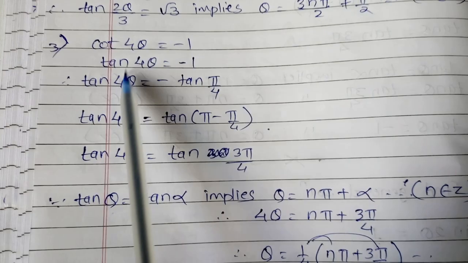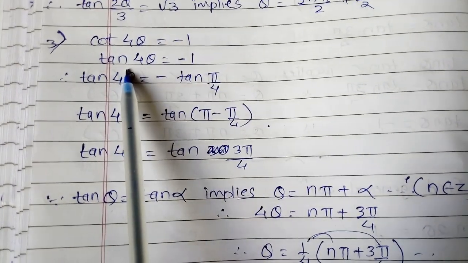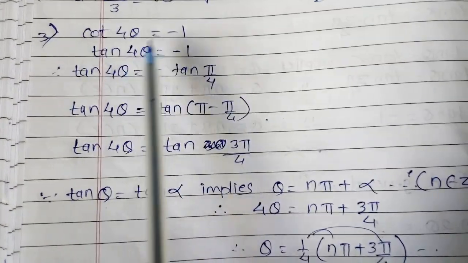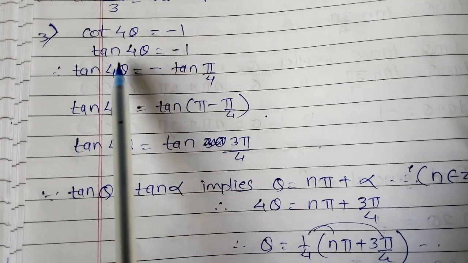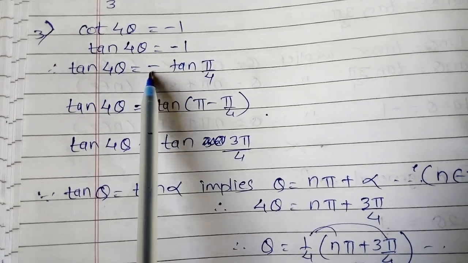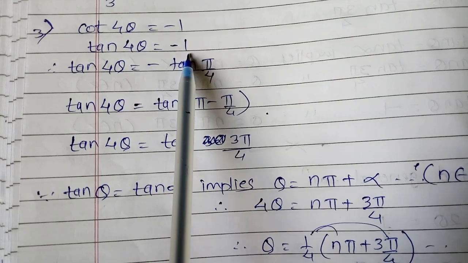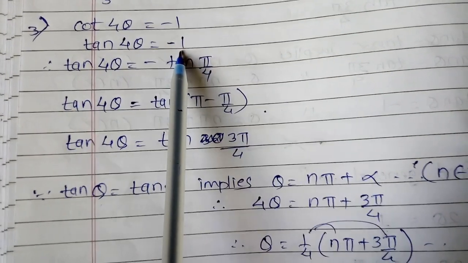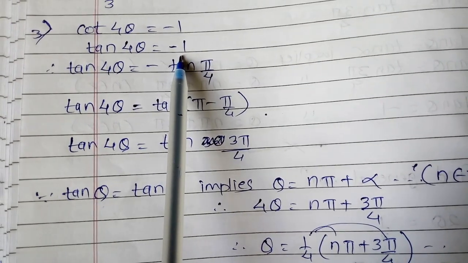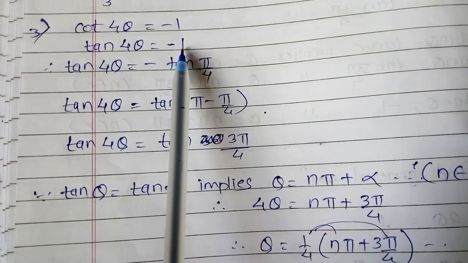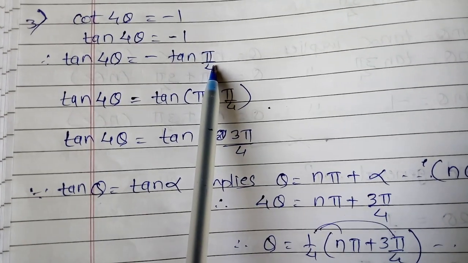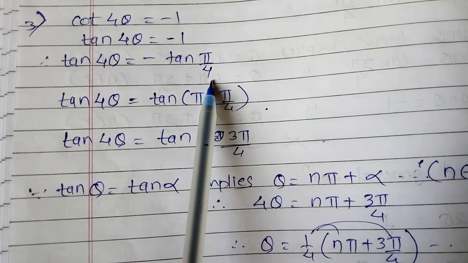Again here we convert this cot into tan, taking the inverse. So the inverse of minus 1 is minus 1. So tan 4 theta is equal to minus 1. As it is, the value of the tan ratio, the answer is 1, so it is nothing but the 45 angle. So tan pi by 4 here we write.